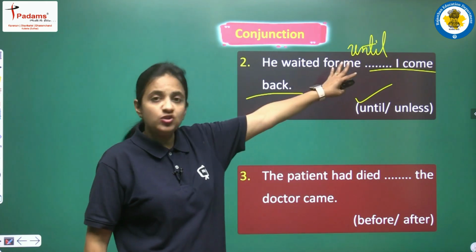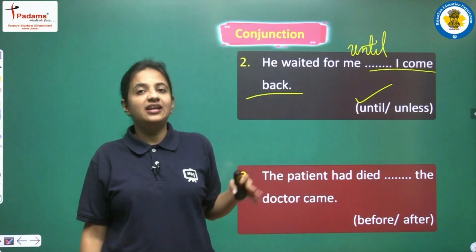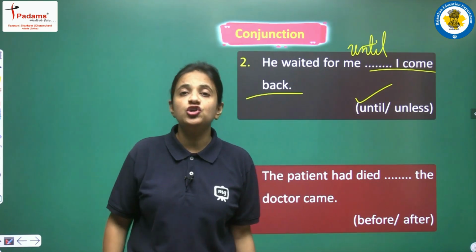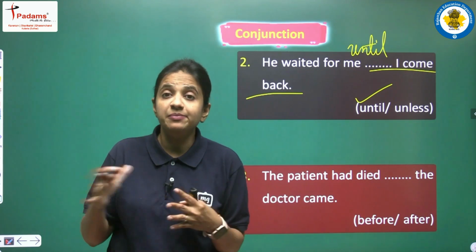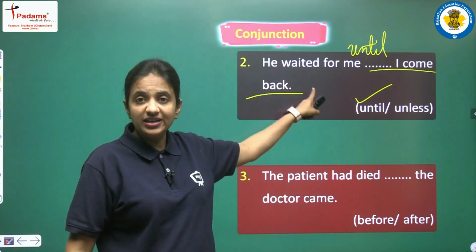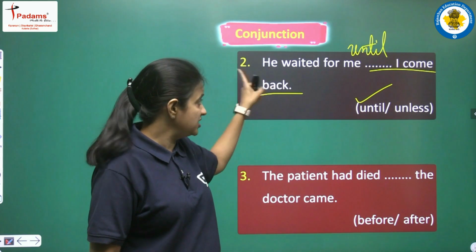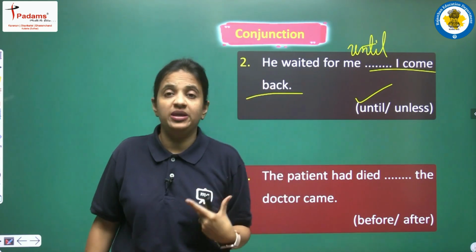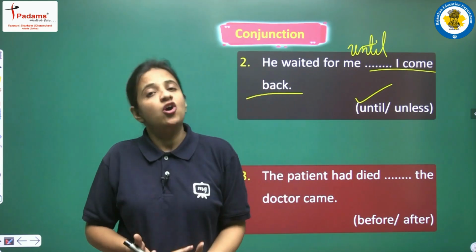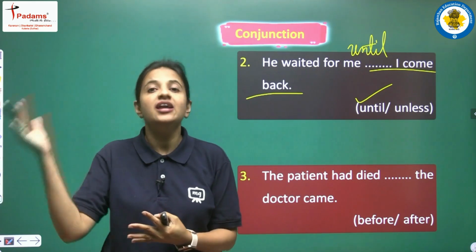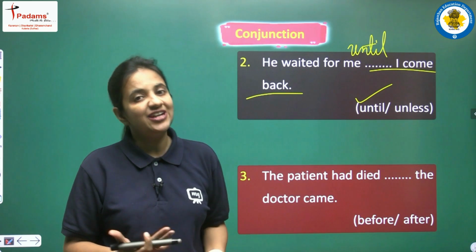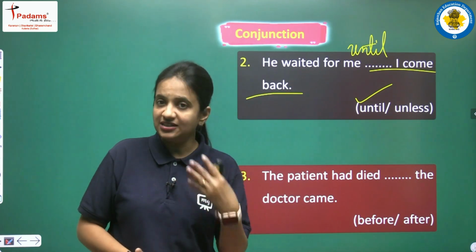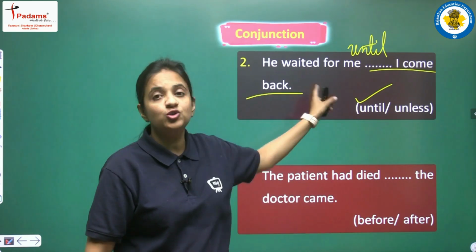Alright, so why are we choosing until here? Because until as a conjunction is used to show some kind of time limit, some kind of time period, and the same thing we are showing in this sentence when we are trying to say that he waited for me, and for how much time, or we can say for how long a period he waited for me: until I come back, right? So this is one way to show time, and this is the reason we have to choose until here in this option.